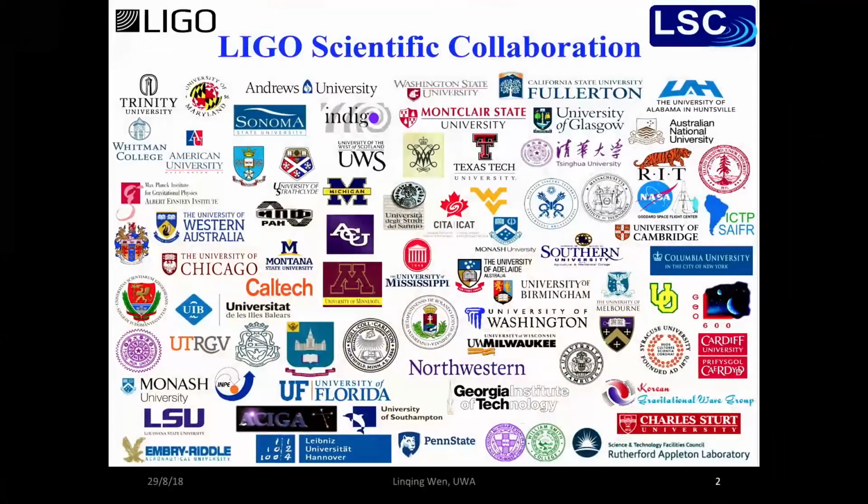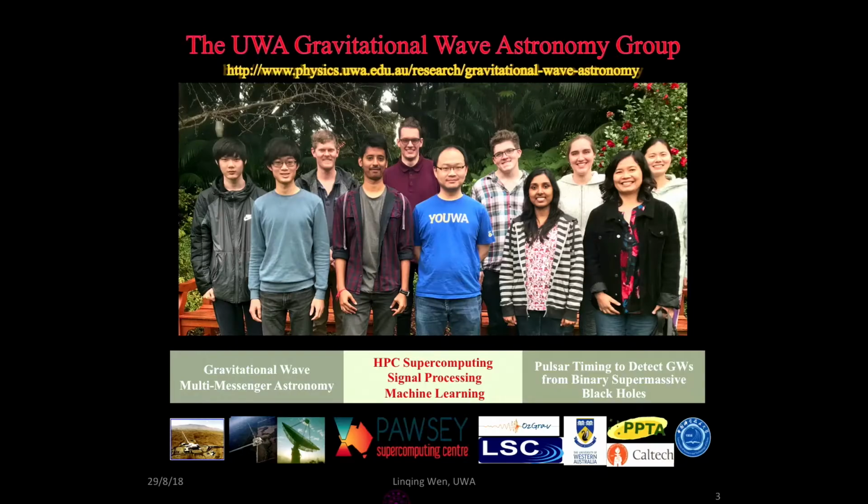Before I go on, I should mention that I'm a member of the LIGO Scientific Collaboration, an international collaboration to detect gravitational waves. It consists of more than 50 research institutions and more than 1,000 members. The small group I have at UWA is called the Gravitational Wave Astronomy Group. We have myself, two postdocs, and a bundle of students.